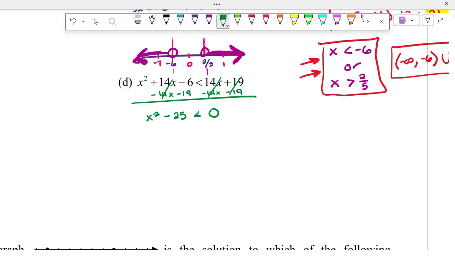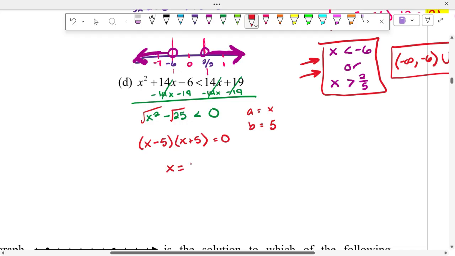Now, if we were to factor this, what's true about that? They're not perfect squares, but they're a difference of squares. So how do I factor a difference of squares? Take the square root of both. So my a would be x, my b would be 5. So it would be x minus 5, x plus 5. I'm going to set it equal to 0. Thus, x should be equal to -5 and +5.